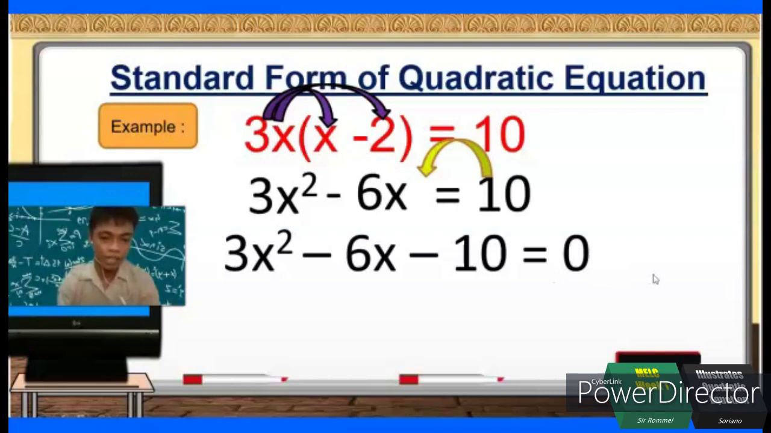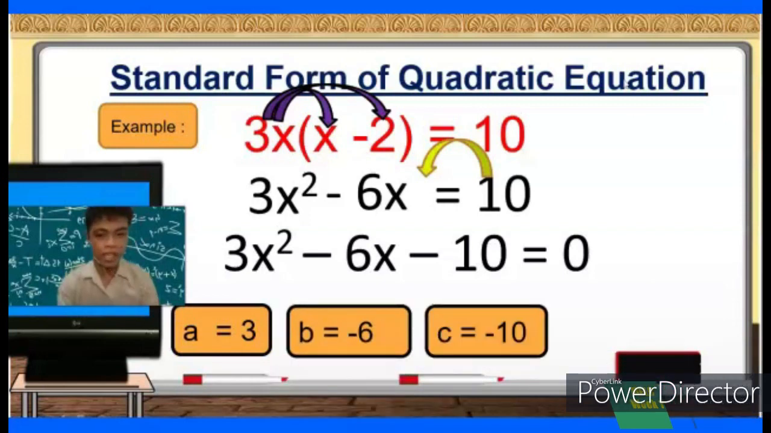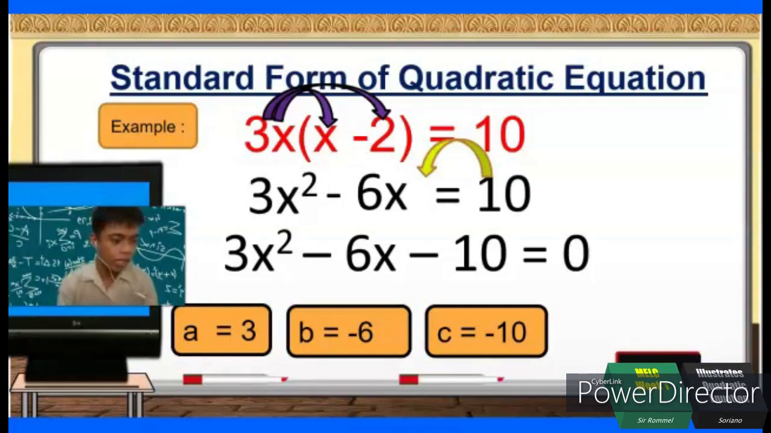Then, identify na natin yung A, B, and C. Okay, yes. The value of A is equal to 3. B is equal to negative 6. C is equal to negative 10. Very good, sa nakakuha.